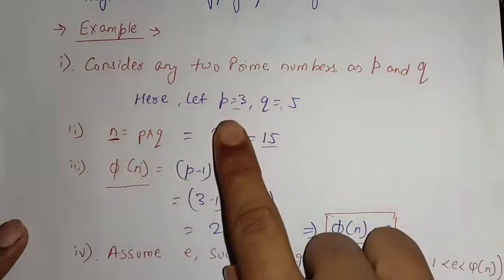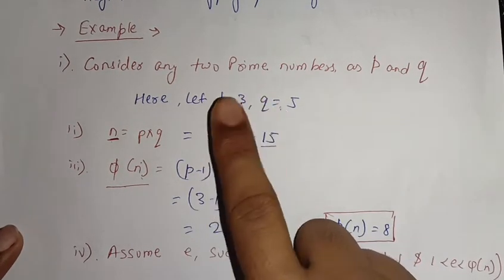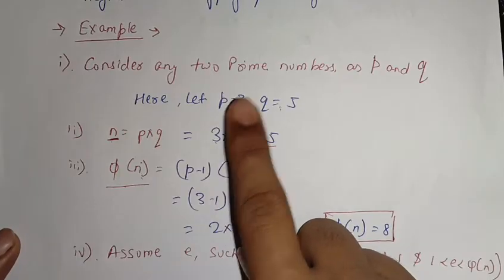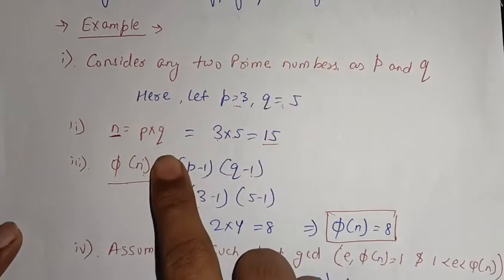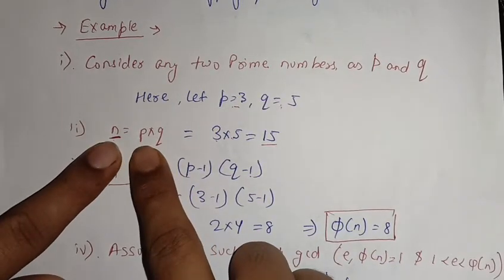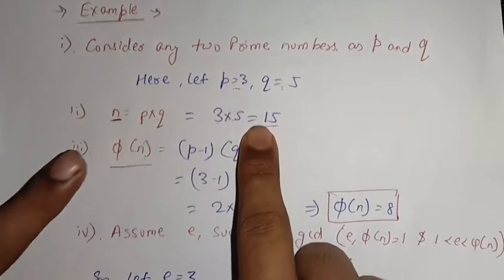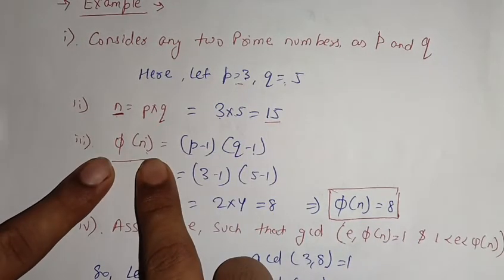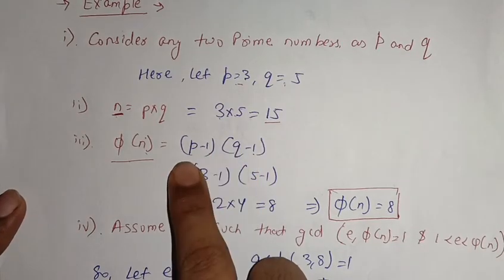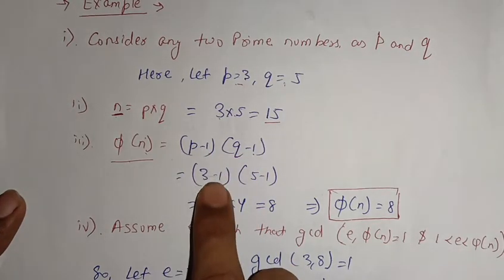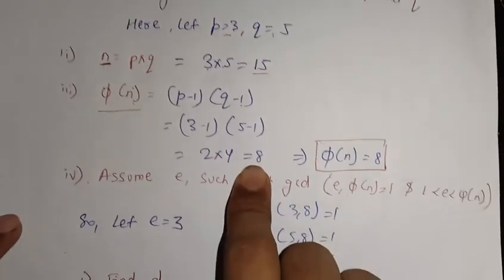For the first step, what we did: we took two prime numbers, p and q. We just assumed the value of p and the value of q, any two prime numbers, 3 and 5. In the second step we multiplied p and q and stored the value in n, so n is equal to 15. Third, we calculated phi of n. Phi of n means (p minus 1) into (q minus 1). So p is 3 and q is 5, so 3 minus 1 into 5 minus 1 is 2 into 4, that is 8.